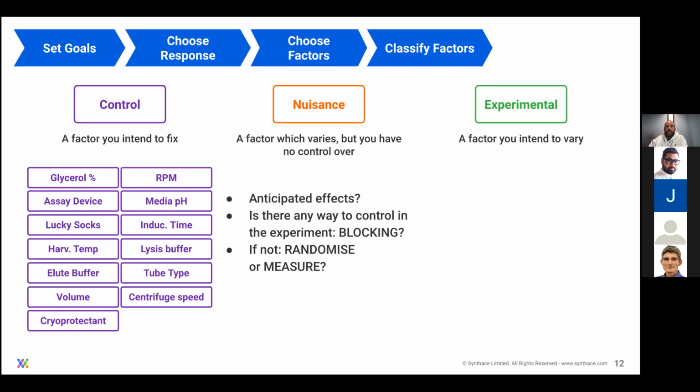The next two points we will get to in more detail later in the talk. But essentially, if you think your nuisance factor is going to impact your response and you can control it, you use blocking. This essentially splits your rationally designed experiment into blocks by that factor. And this can then be accounted for when modeling your data. An example may be having to run experiments split between two lab scientists.